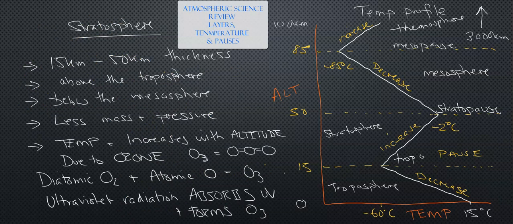So looking at the stratosphere, the next layer up, it's above the troposphere and below the mesosphere. It's between 15 and 50 kilometers in altitude, so it has a thickness of around 35 kilometers.